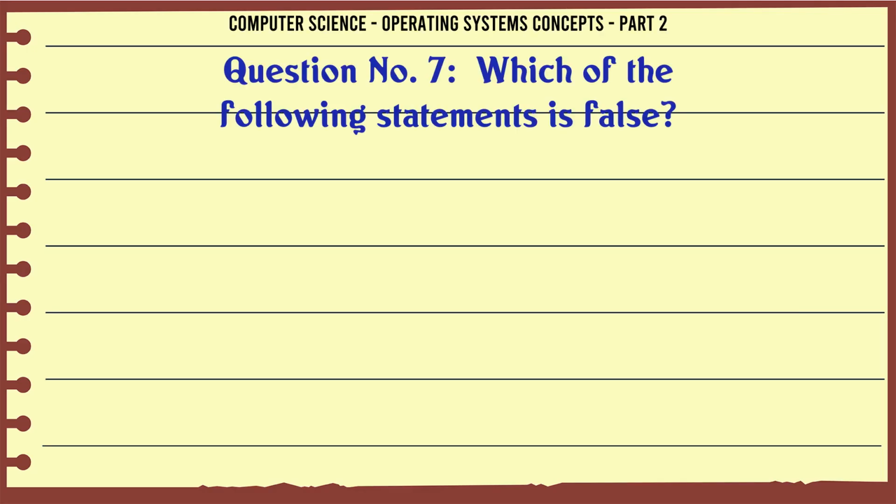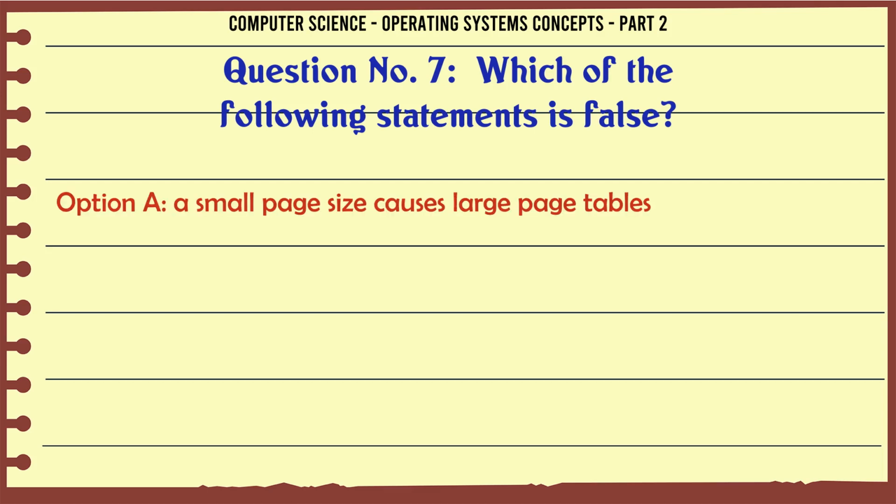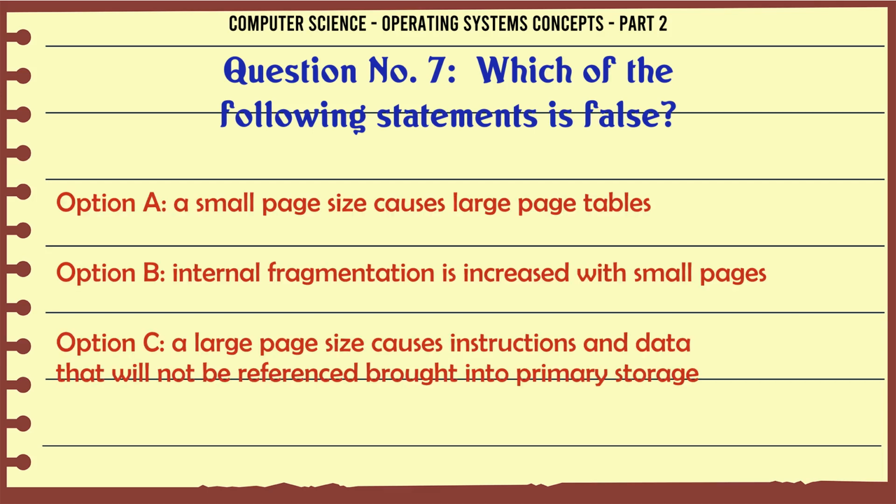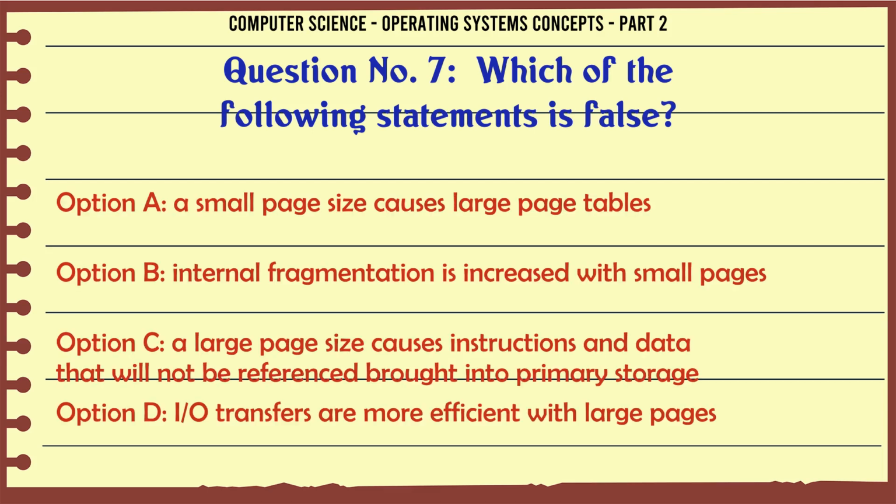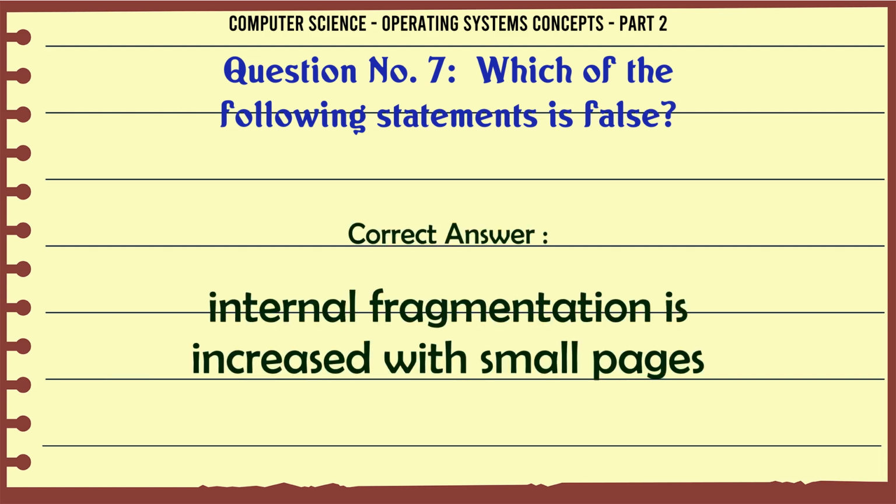Which of the following statements is false? A. A small page size causes large page tables. B. Internal fragmentation is increased with small pages. C. A large page size causes instructions and data that will not be referenced to be brought into primary storage. D. I/O transfers are more efficient with large pages. The correct answer is internal fragmentation is increased with small pages.